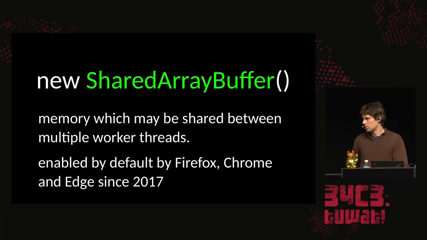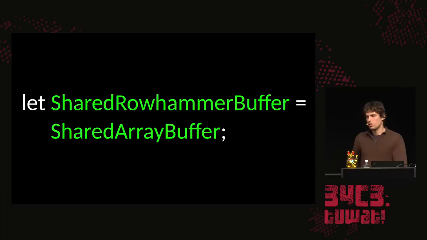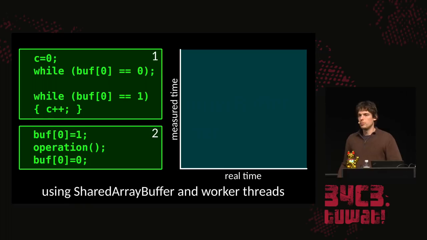So, yeah, they basically have given up on preventing nanosecond scale time measurements in JavaScript. So the shared array buffer can be used for other things, but I'll not talk about it today. How can we measure time using shared memory?